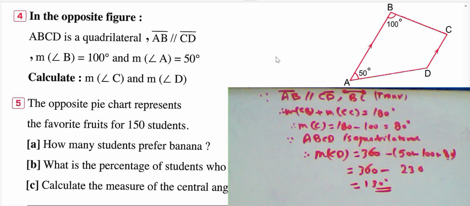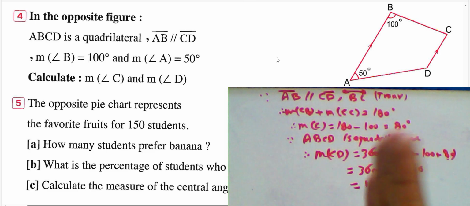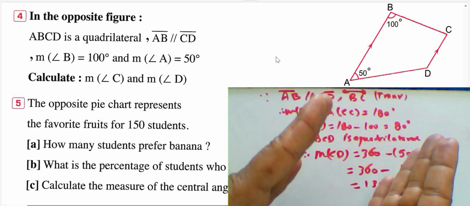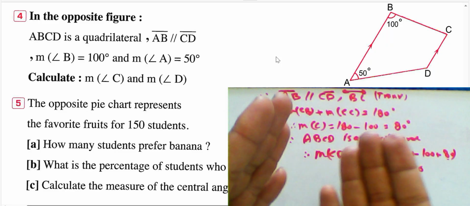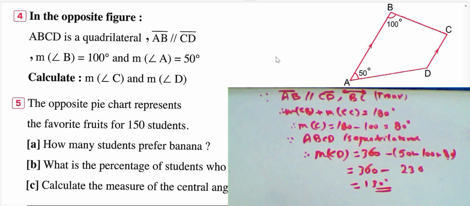130 degrees. Or you can use the other method. Right, DC parallel to AB and AD is a transversal of them, so the measure of angle A plus measure of angle D equal 180. 180 subtract 50 equal 130 degrees. You can use the other method.